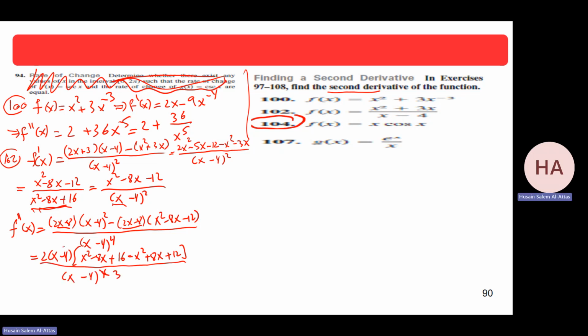Oh, I can cancel. This is 3 and this is 1 off. And in this one, I have x squared cancelled, minus 8x cancelled. So I'm getting what? 2 times 28 over x minus 4 to the power 3. In other words, it's 56 over x minus 4 to the power 3. Okay. Now let me do 104 here.